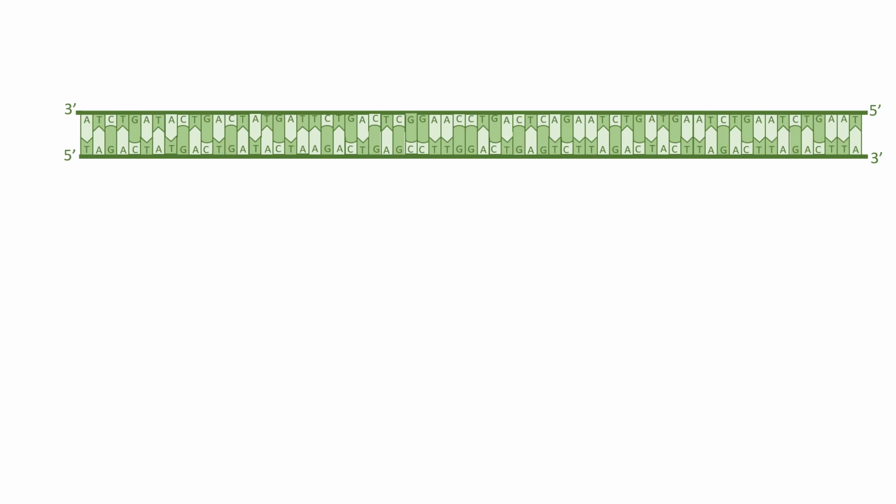Expression starts with DNA. That DNA molecule is composed of two strands of nucleotides. It is double-stranded. Only one of the strands is used in gene expression. This strand is called the template strand. In transcription, the DNA template is used to produce a complementary piece of RNA.